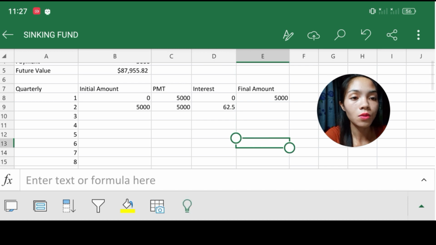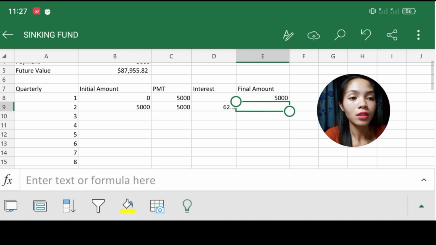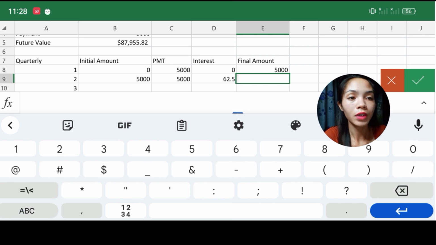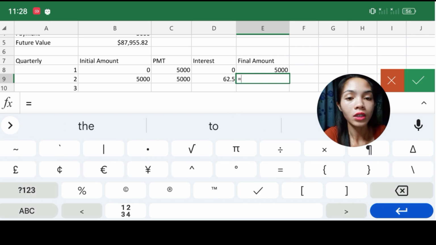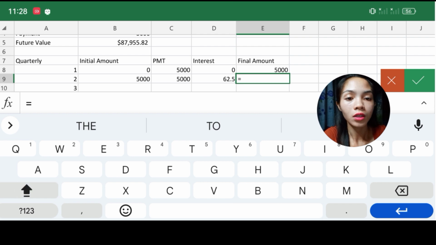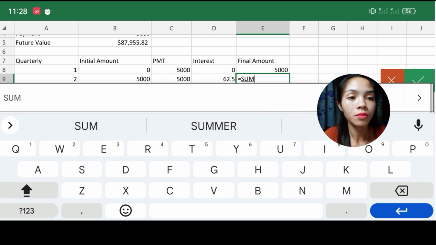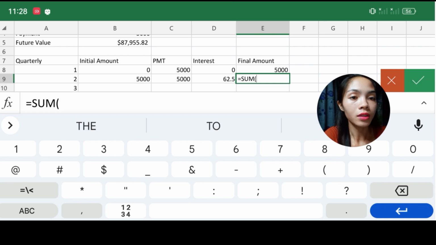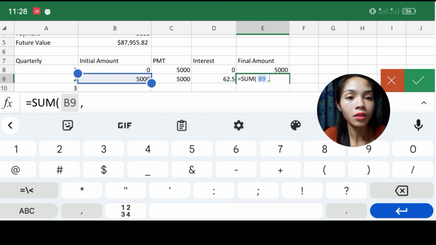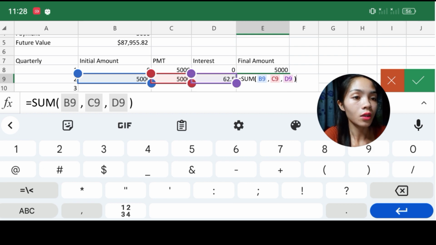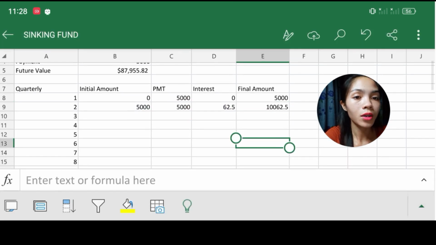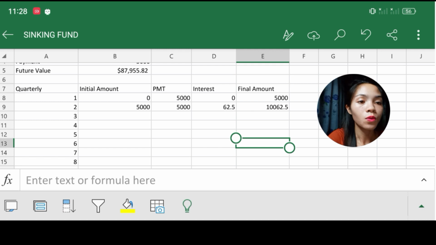So our interest is 62.5. Same with the first final amount, we add it all: initial amount, PMT, and the interest. We write sum and open parentheses, click the initial amount, comma, the PMT, comma, and the interest, and close parentheses. We check. The final amount of the second quarter is 10,062.5.